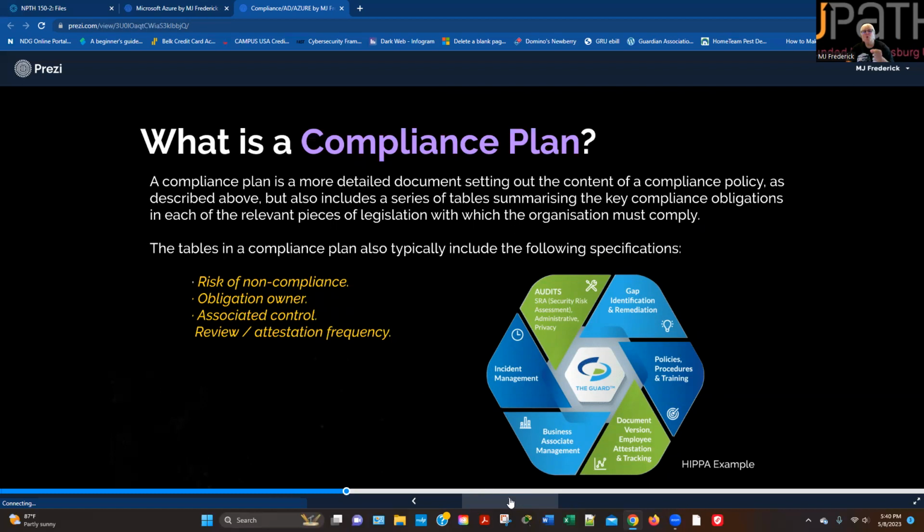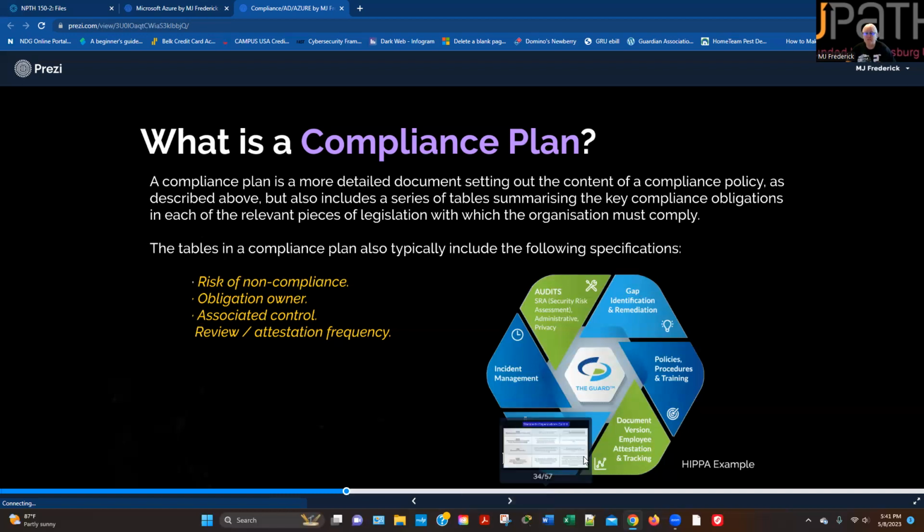Okay, I've given you the pyramid there, but it is a more detailed document, which is setting out the content of the compliance policy that we were talking about, as described above, but also includes a series of tables which summarize the key compliance obligations in each of the relevant pieces of legislation with which the organization must comply. Now, the tables in the compliance plan will also include the following: risk of noncompliance, obligation of the owner, associated control, and review and attestation frequency. So we keep going back to these 4 pillars.